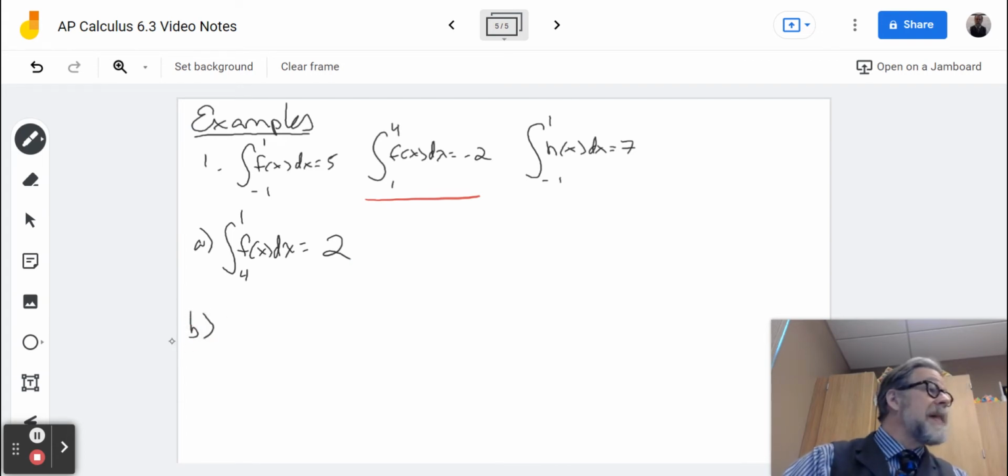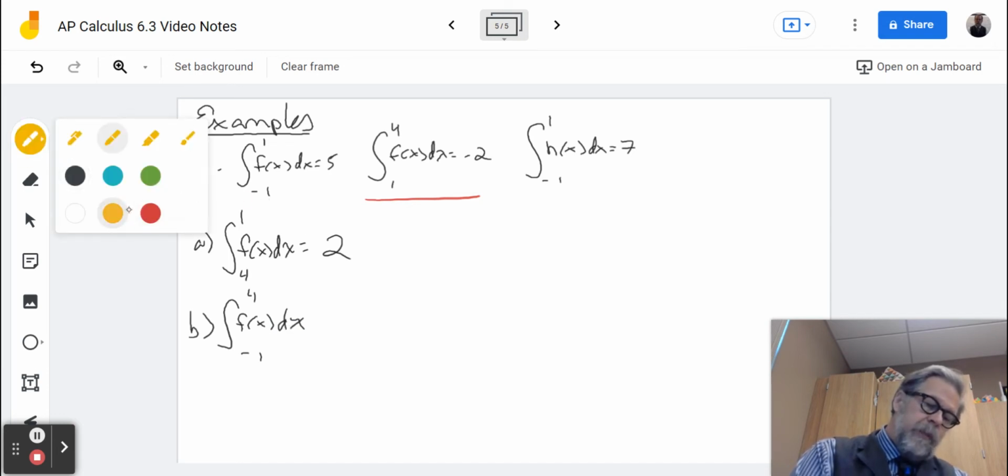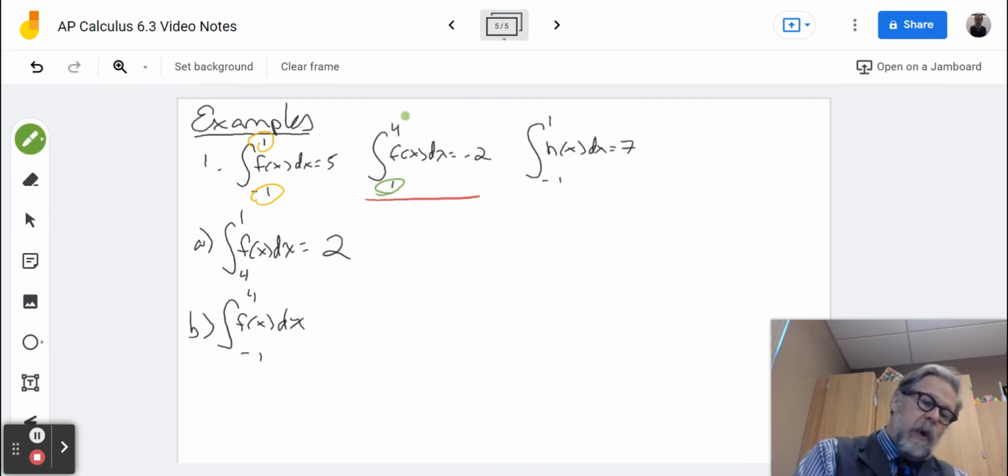Second example, what about the integral from -1 to +4 of f of x dx? Well, what we notice is that the first goes from -1 to 1, the second goes from 1 to 4. So we can find from -1 to 4 by adding these two together. And of course, that makes this equal to 3.